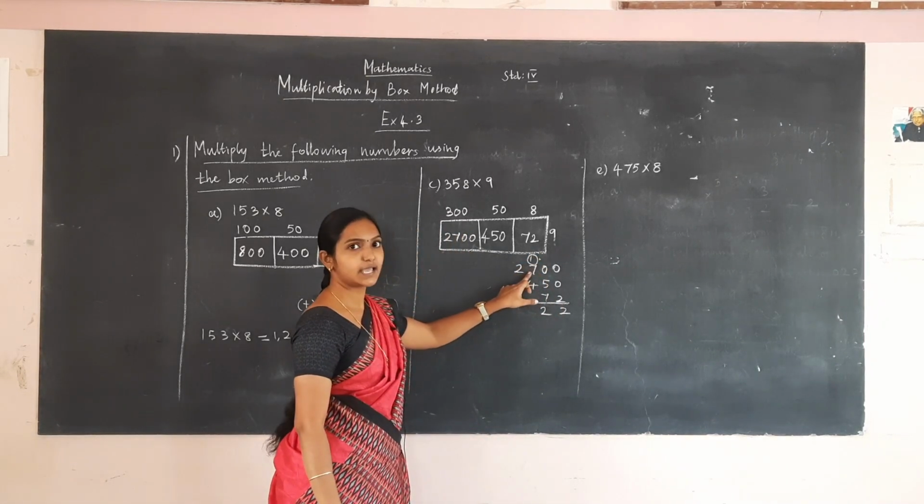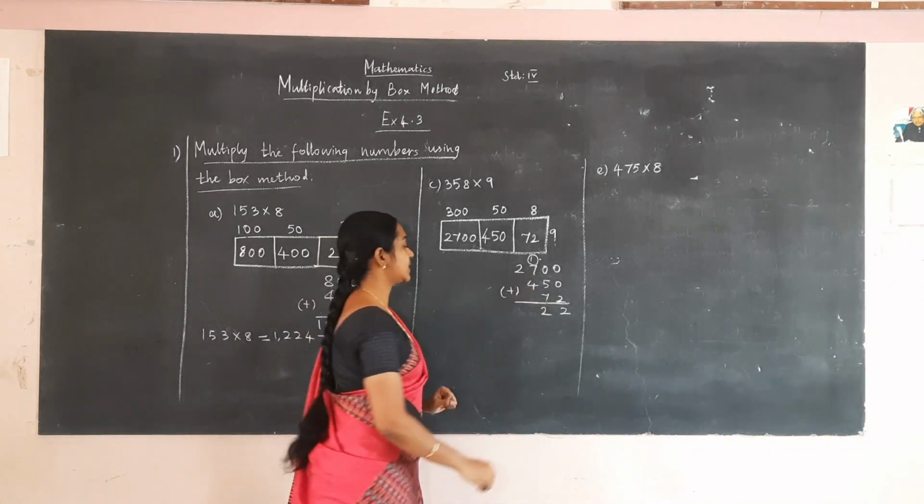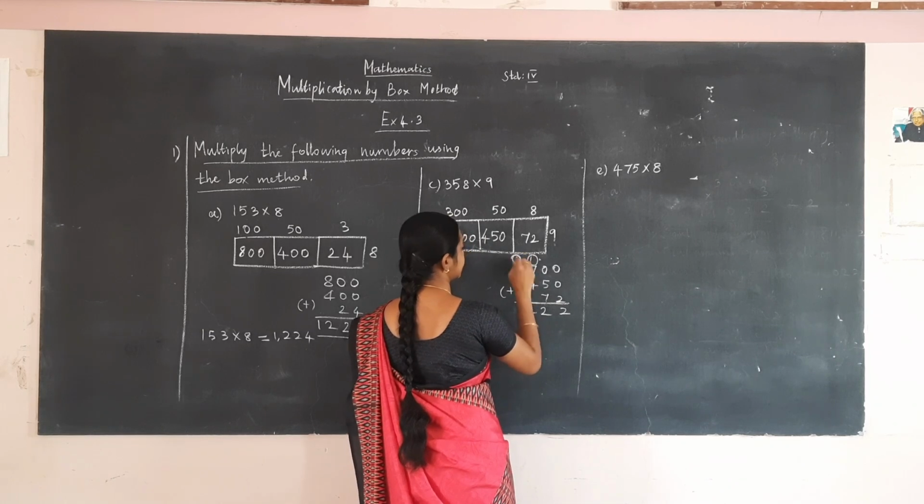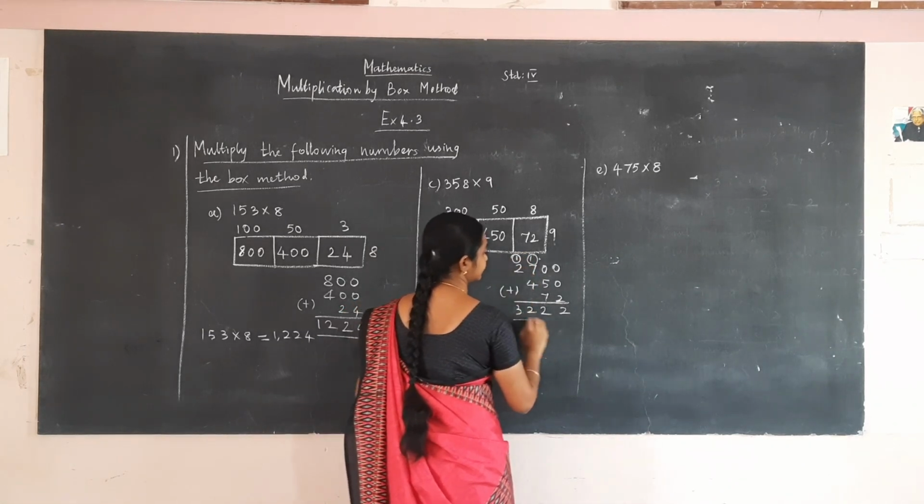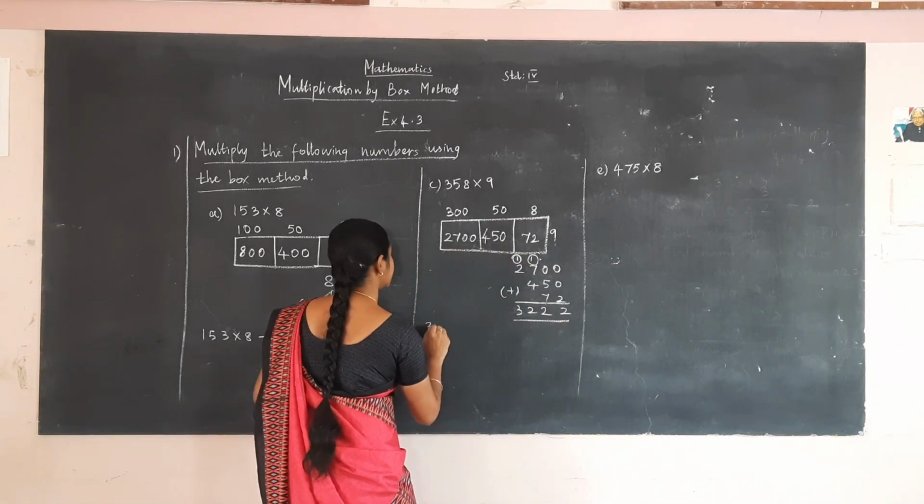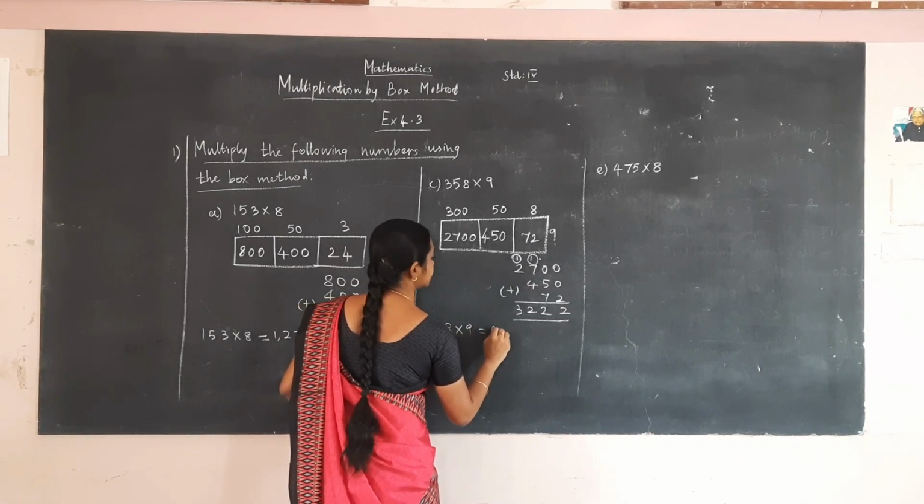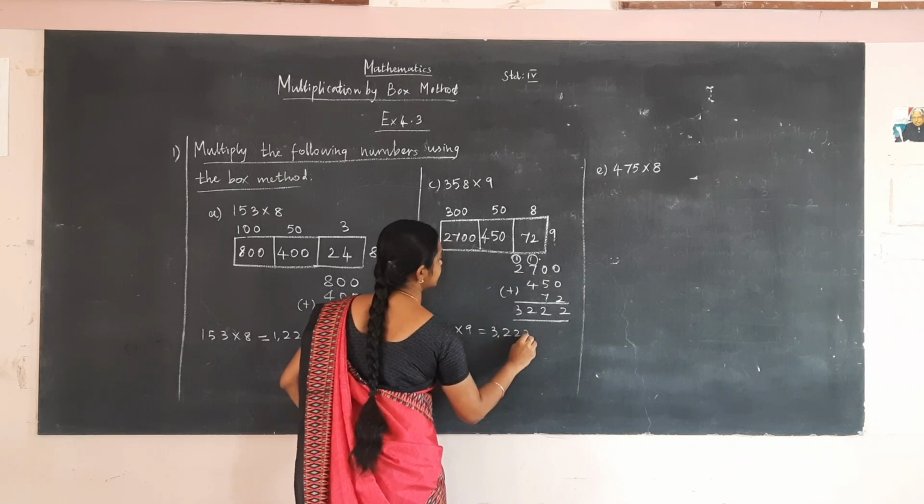7 plus 1 is 8. 8 plus 4 is 12. So write 2 here and carry 1 to next place. 2 plus 1 is 3. So 358 into 9 is 3222.